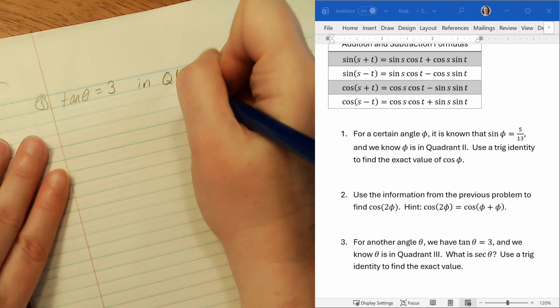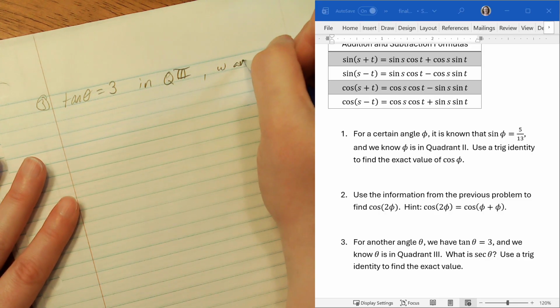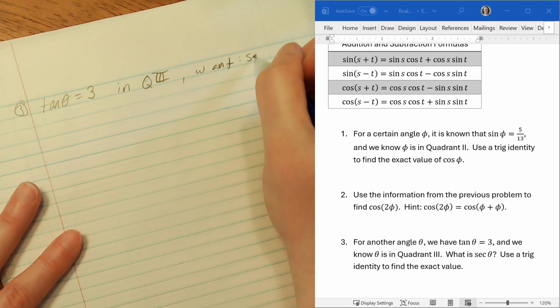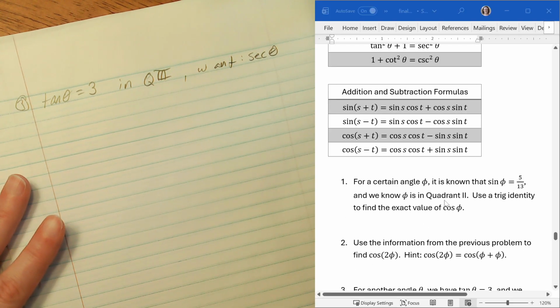This is in Q3, and I want to know secant theta. Okay, so I'm going to use a trig identity, and I want to find a trig identity that relates secant and tangent of the same angle.